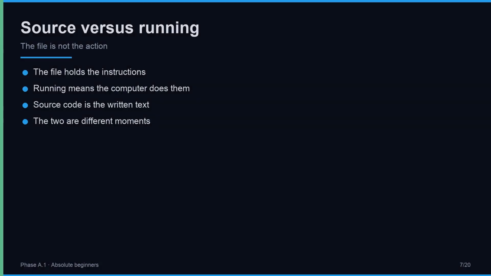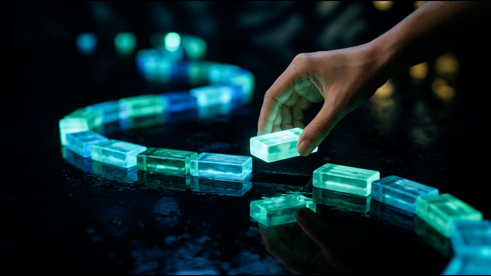Here is a distinction that confuses many beginners. The file and the running of the file are two different things. The file is just text, a document full of instructions, sitting still on disk. People call that text the source code. Nothing happens while it sits there. The action only begins when something runs the file, reads the source, and carries out the steps. Writing is one moment, running is another, and the two never blend. Two different moments.